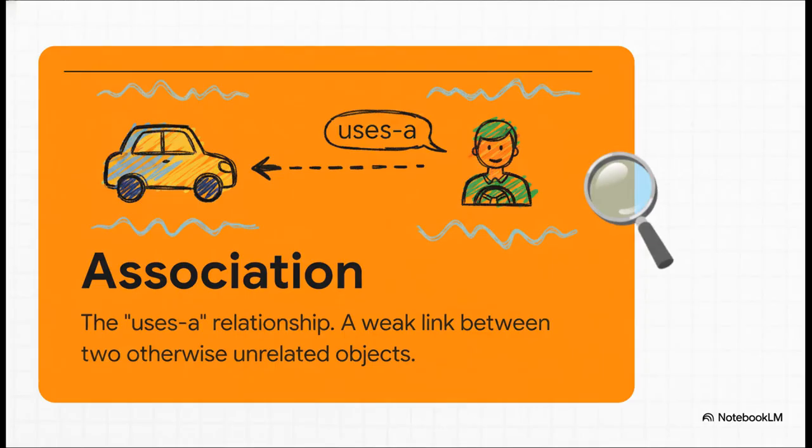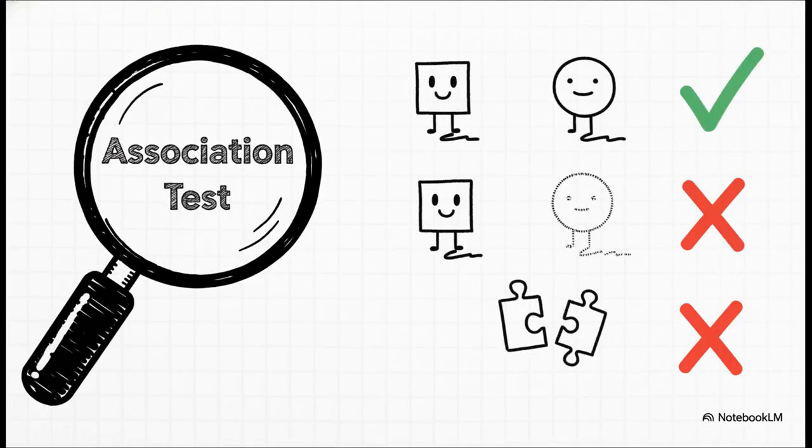Association is what we call a uses-a relationship. Basically, two objects interact with each other, but they aren't fundamentally part of each other. They're independent, leading their own separate lives. So how do you spot one? It's actually pretty simple. Just ask yourself these questions. Can these two objects exist all by themselves? Yup. Is one's life dependent on the other? Nope. If you answered yes and no, congratulations, you've got yourself an association.